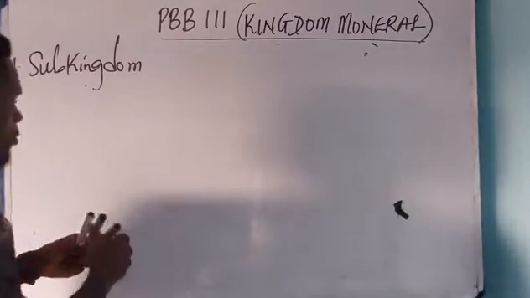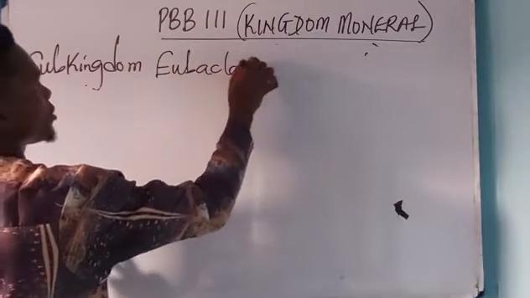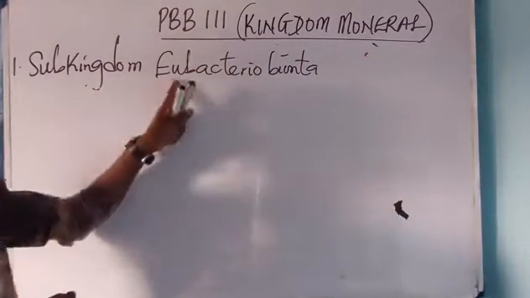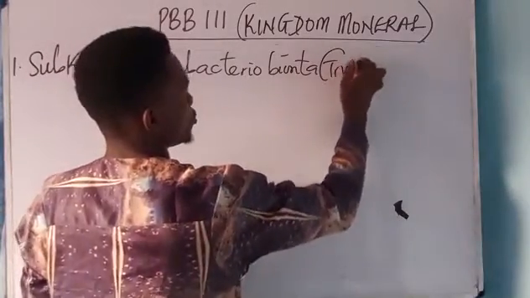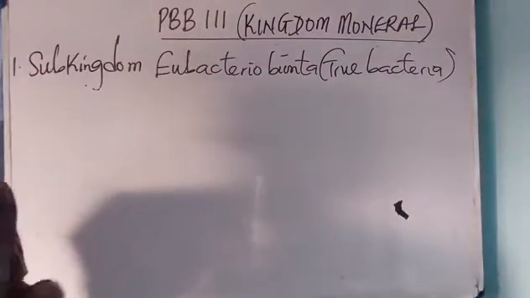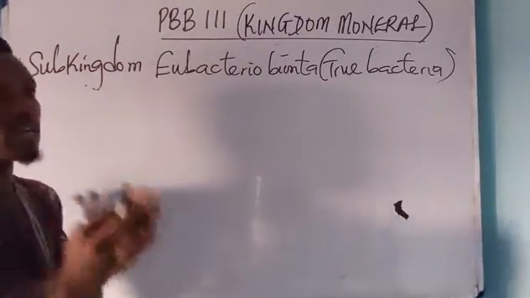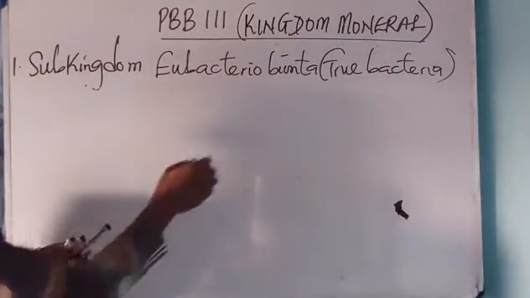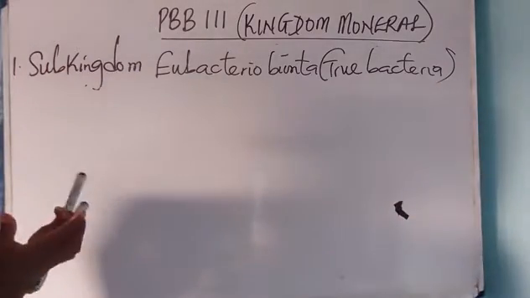Okay, so we have kingdom, subkingdom Eubacteriobionta. Now, the word eu, this eu, it means what? True. They are known as what? The true bacteria. Now, these bacteria have striking features, or characteristics that differentiate them from every other bacteria. Let us look at the features now. I said they are called what? True bacteria. What are the features that make them unique?